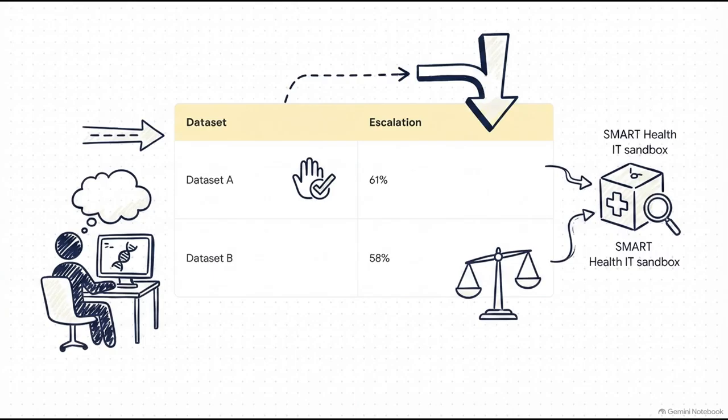On the original dataset A, the escalation rate was 61%. On the completely independent dataset B, it's 58%. The pattern holds. The human validates it. Folks, that is rigorous science happening in a tiny fraction of the time.